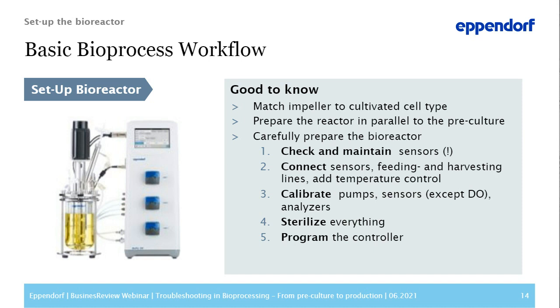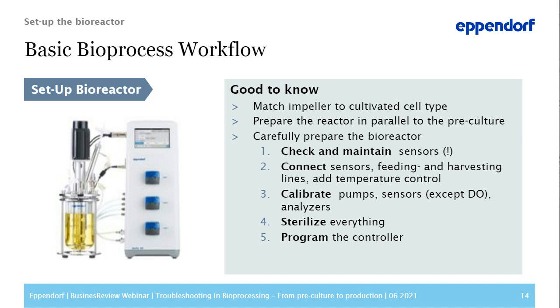The next step is connecting sensors, feed and harvest lines, as well as adding the temperature control. This is followed by the calibration of the pumps to give you an accurate flow rate. Calibrating sensors like pH is very critical. Now, except for the DO sensors, which are usually calibrated post-autoclave step directly in your media, the next step would be to actually sterilize everything by autoclaving in case of reusable glass vessels.